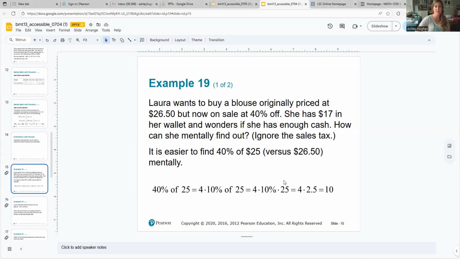Another way of doing a problem like this is instead of finding the discount and subtracting, you can find how much she's going to pay. So she's going to pay 60%. So I think that's actually easier. So take the 2.5, that would be 10%, and multiply by 6. So 12, 15. So she's going to pay about $15. So I personally think these.